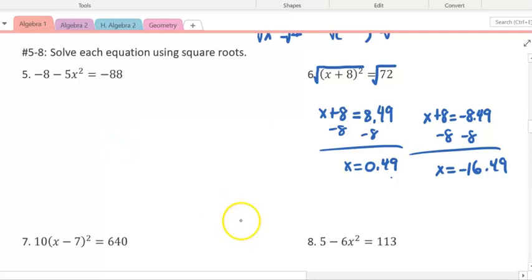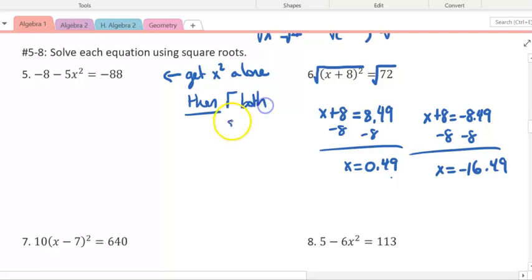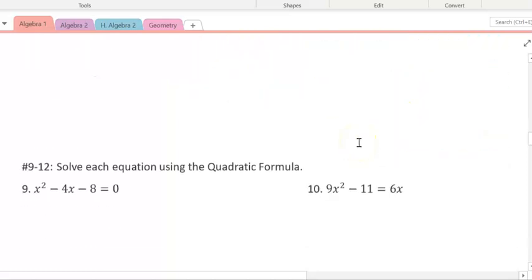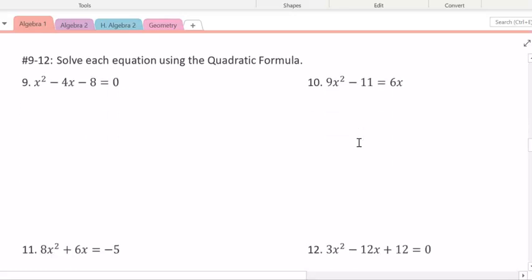On number 5 and number 8, you want to get x squared by itself first and then square root both sides. But it's got to be all alone. It's got to be only x squared, no number next to it, and then you can square root both sides. Okay. On 9 through 12, it's solving each equation using the quadratic formula.